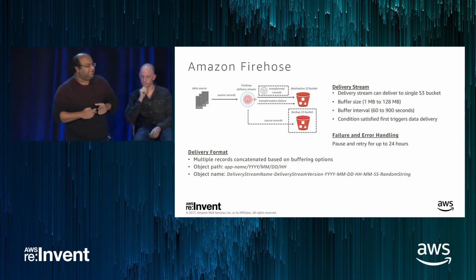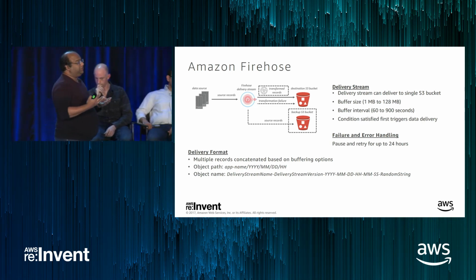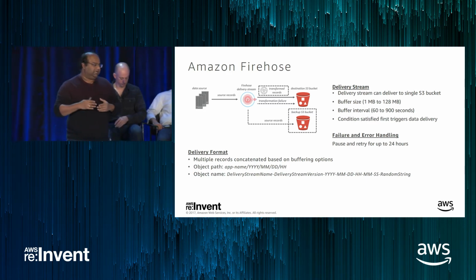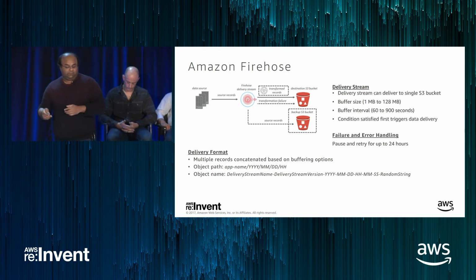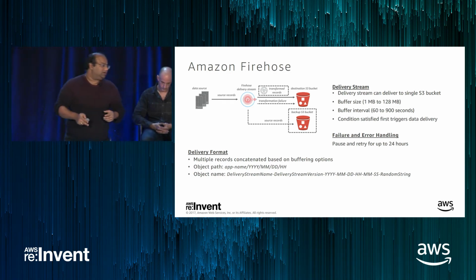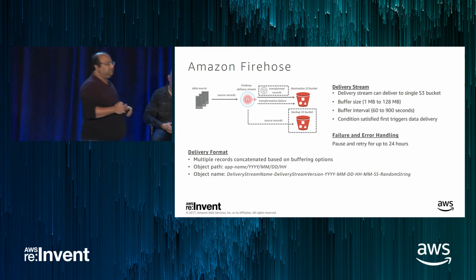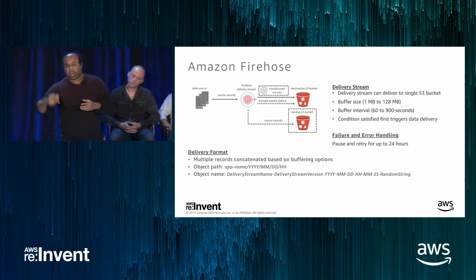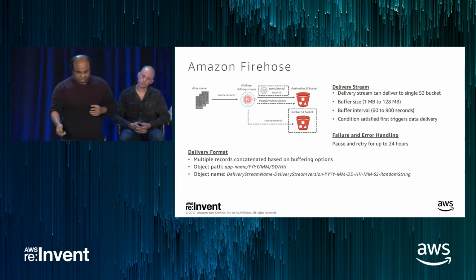And if there is an error for some reason, say in your transformation code, it will automatically be delivered to a backup bucket. The file format is what is below. It's time series data that's going to get delivered, and this is really good for further downstream analysis.